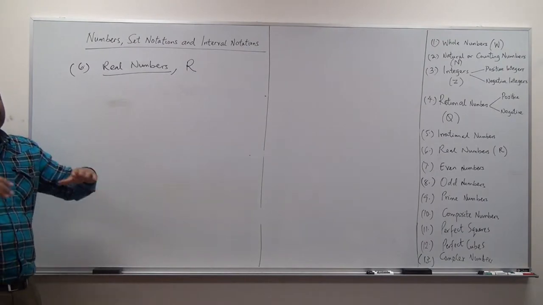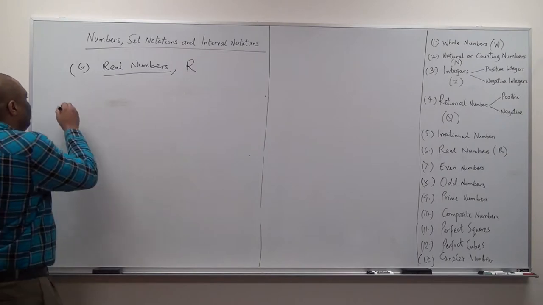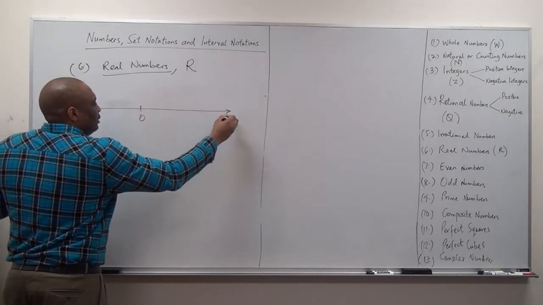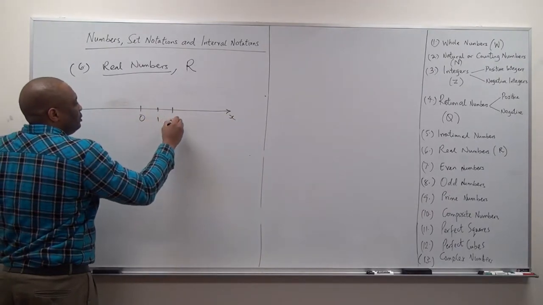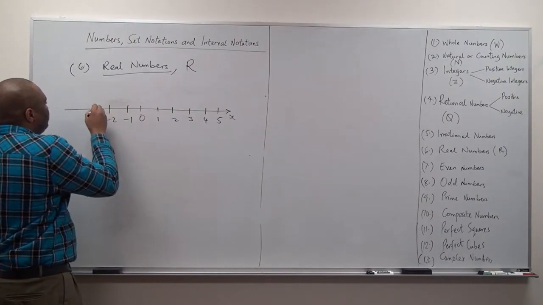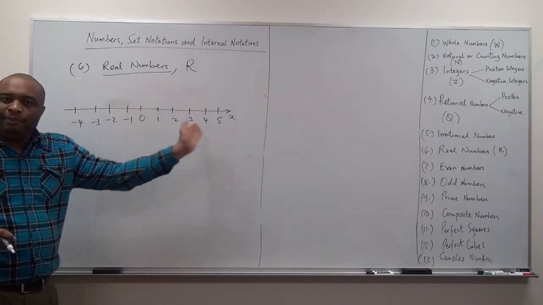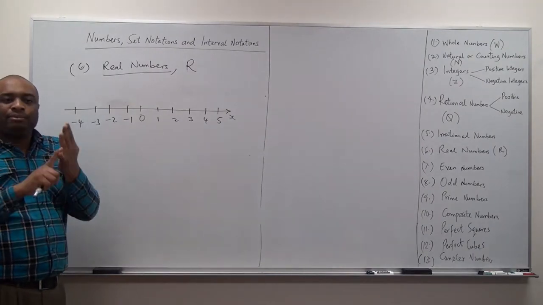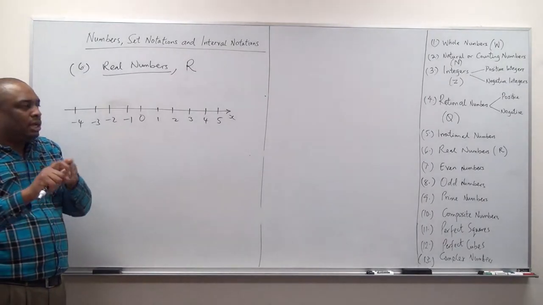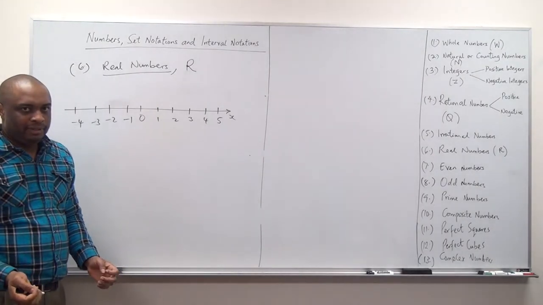What is a real number? A real number is any number that can be found on the number line. When you have the number line, of course, you have 1, 2, 3, 4, 5, negative 1, negative 2, negative 3, negative 4, negative 5, and so on. Any number that can be found here is a real number. Decimals, fractions, rational numbers, irrational numbers, whole numbers, natural numbers, they are all real numbers. All of them are real numbers.